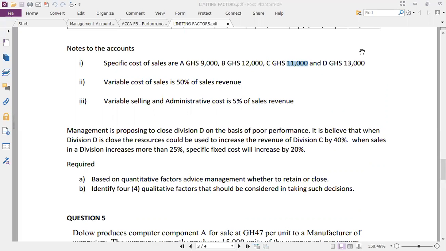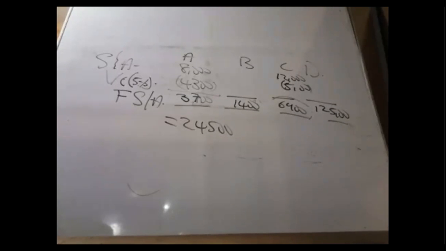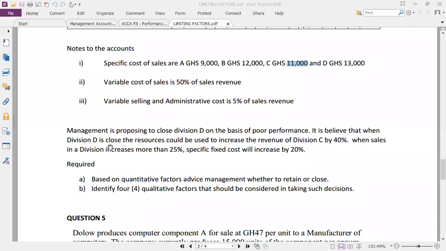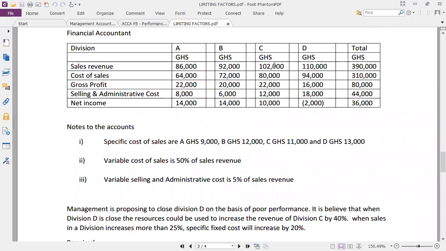So now let's start. Now that we've gone through it, let's go over the last section. It is believed that when division D is closed, the resources could be used in division C to increase sales by what? 40%. So here, the sales revenue of division C increases by 40%.